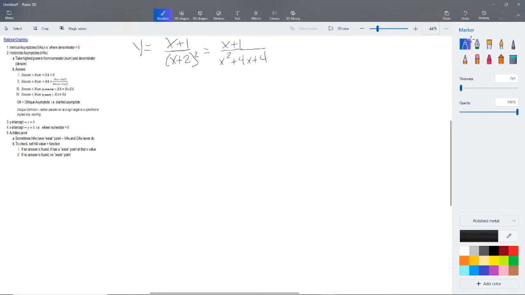Step number 1 says the vertical asymptote. The VA, as we like to call it. And it says, where does the denominator equal 0 at? Well, let's go back to the original form for that. We had (x plus 2) squared. Really, it means x plus 2. Where does x plus 2 equal 0 at? Well, that's going to happen when x equals negative 2. So that's going to be our vertical asymptote, negative 2.